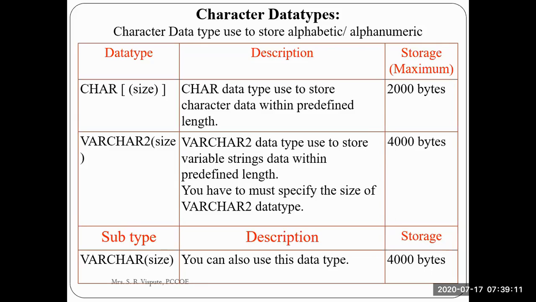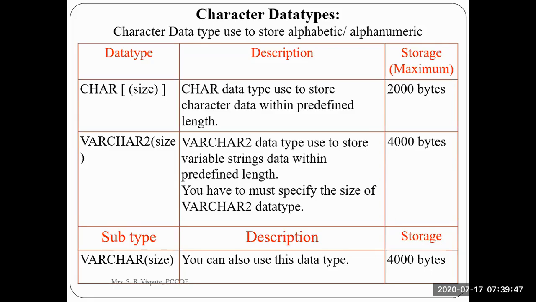So the character data type is used to store the character data within the predefined length. So here the storage is also given, 2000 bytes. The range is given, that is, maximum you can store 2000 bytes with the help of the character data type. Okay. So the purpose of these data types, character, varchar2 and varchar, is the same, they only vary in the range, right? That is, the storage size.